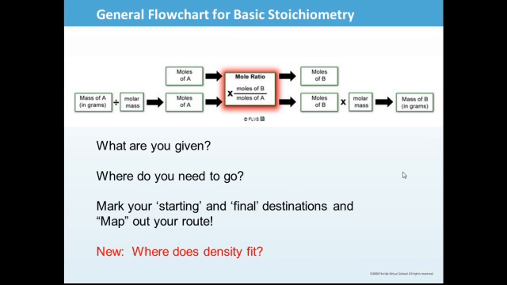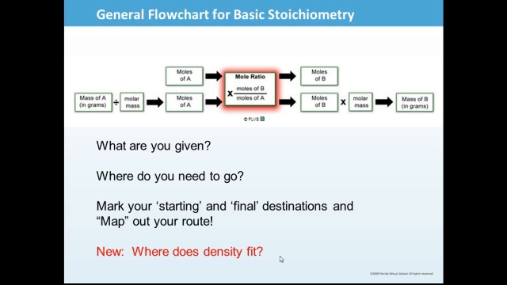The general flowchart for basic stoichiometry, and this is straight out of your lesson 4.06. When you are given a problem, we want to see, okay, what are you given? Where do you need to go? We're going to mark our starting and our final destinations, and we are going to map out our route. That's all 4.06 regular information.